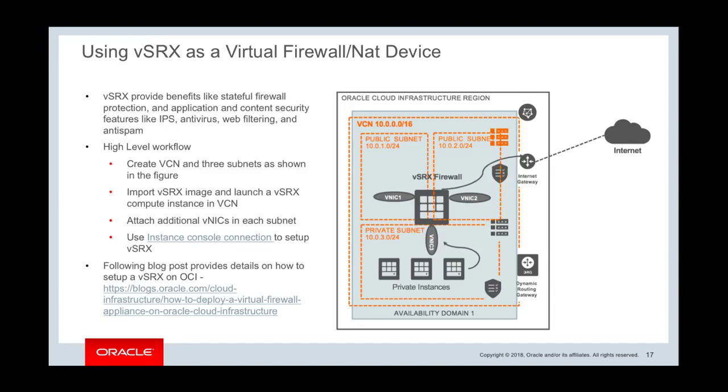We use the instance console connection to set up the VSRX, and once the VSRX setup is complete, from there onwards, you can create private instances and then forward all the traffic from the private instances using the private IP as route target feature, and make the destination one of the VNICs of your VSRX. In this way, all the external traffic destined for the internet is routed through the firewall and then outside to the internet.